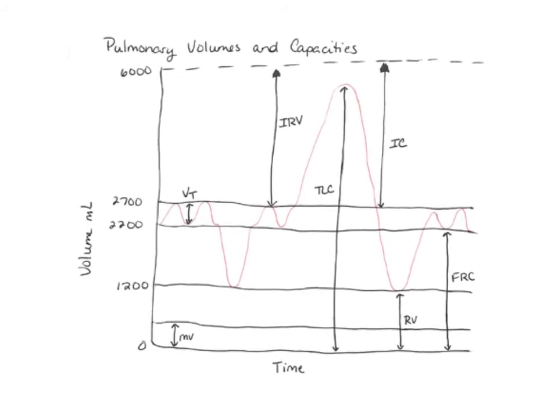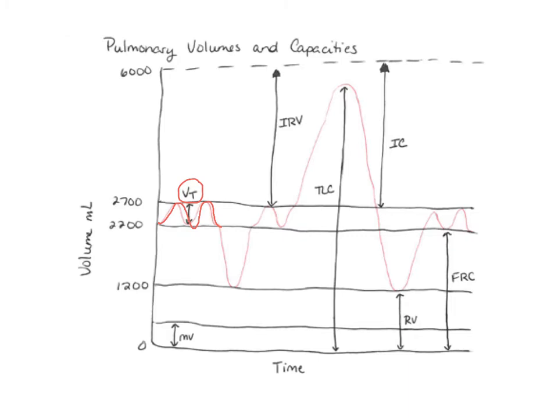So let's go over the pulmonary volumes and capacities. The first thing is we have the tidal volume, and we will write that as V with a subscript T. So that's the tidal volume. That's the amount of air that you're bringing in and out of the lungs when you're breathing quietly.